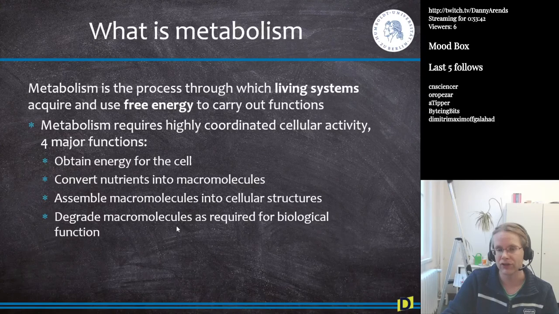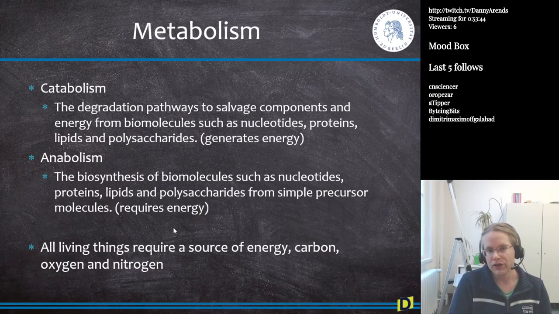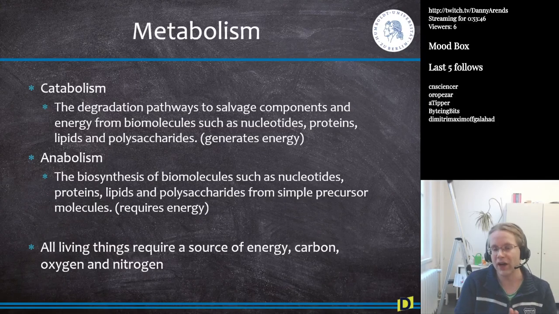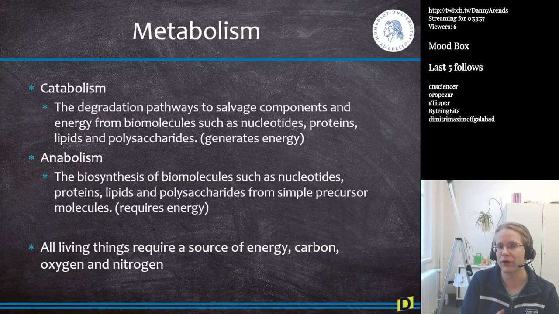So, degradation. There are two things that divide metabolism: the catabolic pathways and the anabolic pathways. Catabolism is defined as the degradation pathway to salvage components and energy from biomolecules such as nucleotides, proteins, lipids, and polysaccharides. Catabolism is the thing that generates energy, and anabolism is the thing that requires energy, right? So, the biosynthesis of biomolecules.